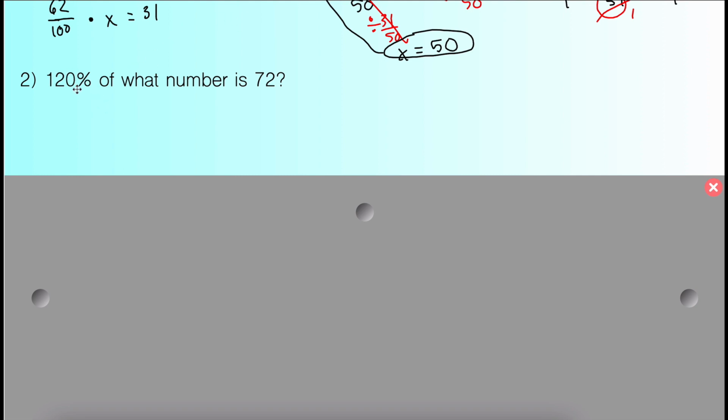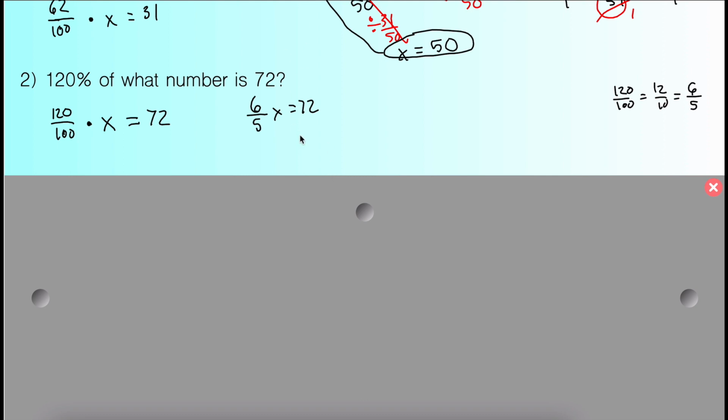All right, if you translated this correctly, you've got 120 over 100, that's 120%, of what is 72. That's the equation that you should have written down. Now, this can be simplified. 120 over 100, I'll show you on the side here. You could divide that by 10 and get 12/10ths. And you could divide that by 2 and get it all the way down to 6/5. So 120 over 100 is the same as 6 over 5. So now I've got 6/5 x equals 72.